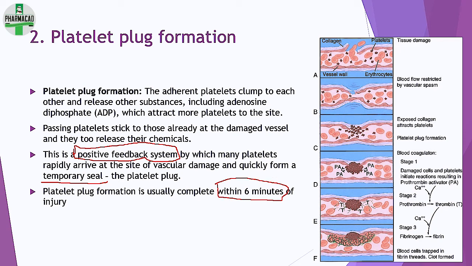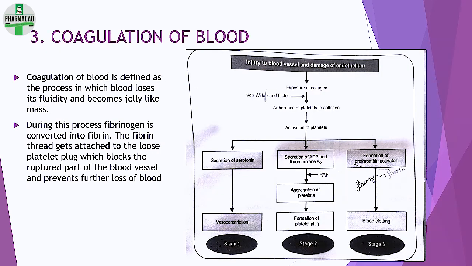Okay, this was our second step. First step was vasoconstriction, second is platelet plug formation. Going to the third step, which is coagulation of blood. Coagulation of blood is defined as the process in which blood loses its fluidity and becomes a jelly-like mass. I hope you can imagine this.